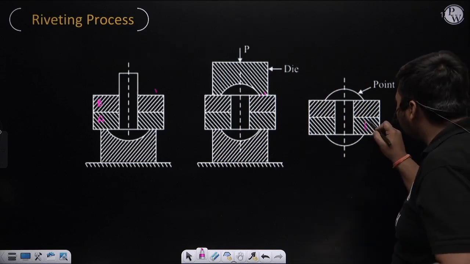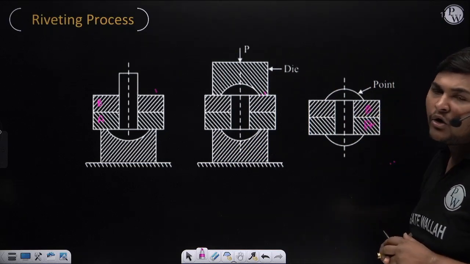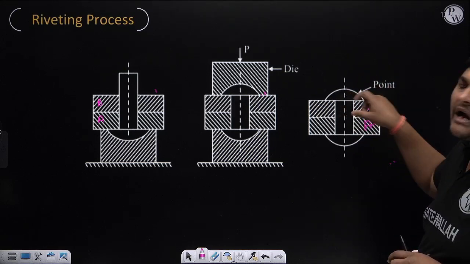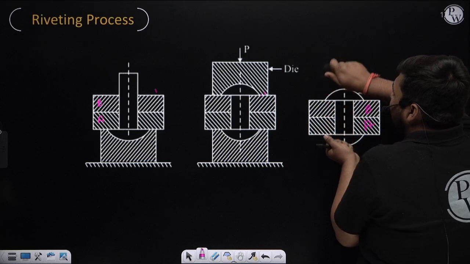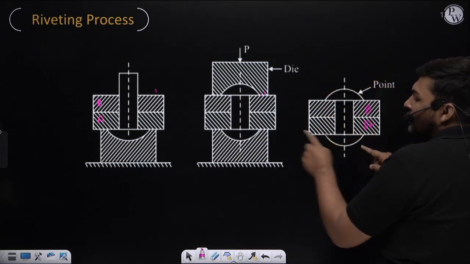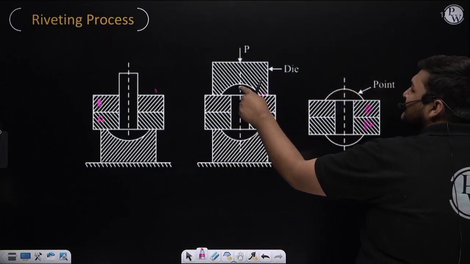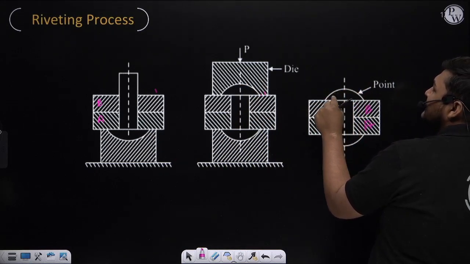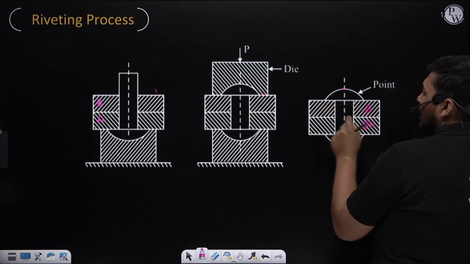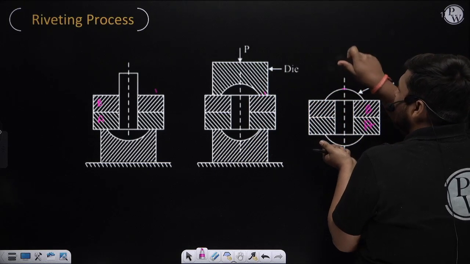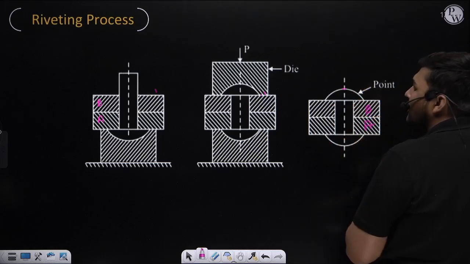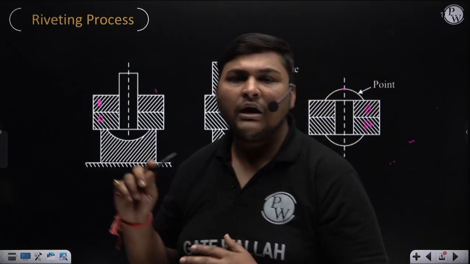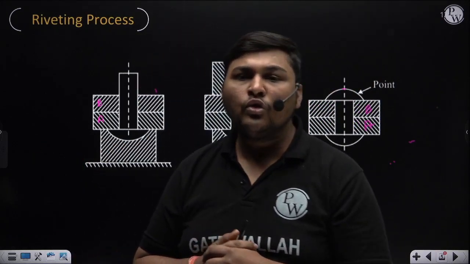If we remove this die, it will look like this. Suppose this is plate A, this is plate B. Now you cannot separate plate B without the failure of rivet. How? Because if we try to separate plate A or B, this portion was already present. Now, by this riveting process, we have made one more head type portion here also. So if you try to separate A and B, it will not separate because this and this portion of rivet will not allow plate A and B to separate. Means, we have connected plate A and B through riveted joint.